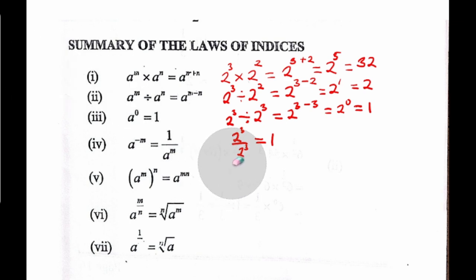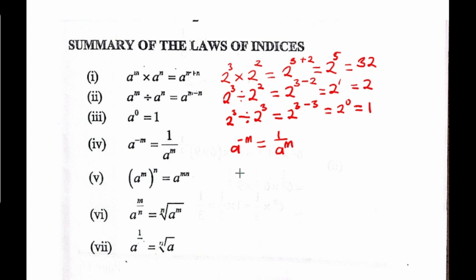Now let's take a look at the next one. The next one says a to the power of minus m. The power of a negative is equal to the reciprocal of the power of m. So is this true?